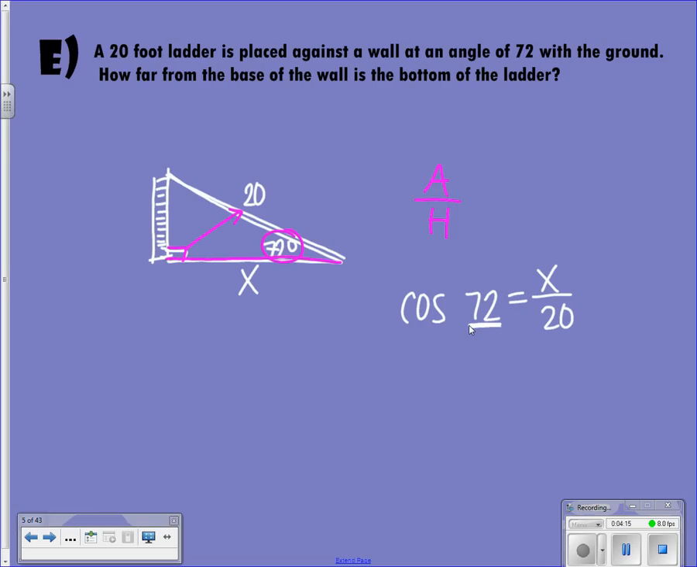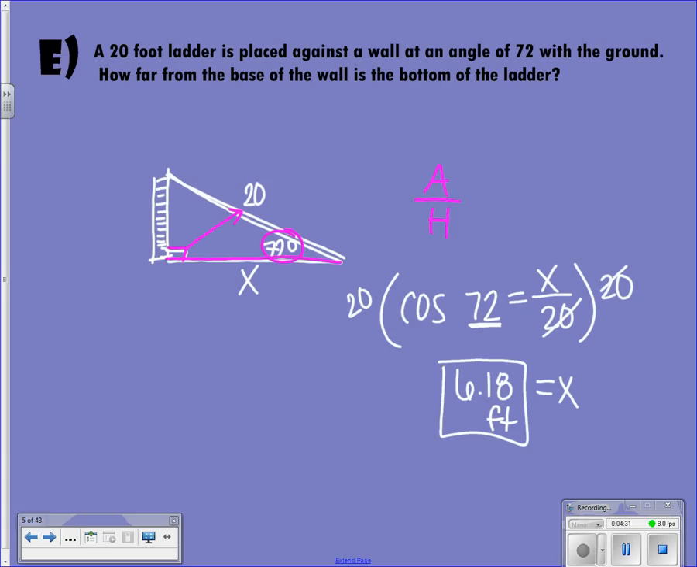So if we're trying to solve for x, what we do next is just multiply each side by 20. So all you need to do is put into your calculator 20 times the cosine of 72. Okay, that should get you 6.18, and then we'll label that feet.